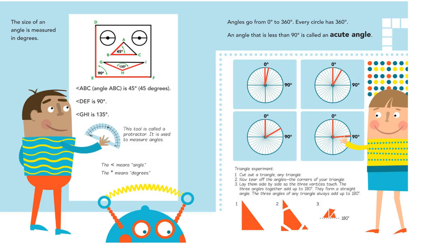Triangle experiment. Cut out a triangle, any triangle. Now tear off the angles, the corners of your triangle. Lay them side by side so the 3 vertices touch. The 3 angles together add up to 180 degrees. They form a straight angle. The 3 angles of any triangle always add up to 180 degrees.